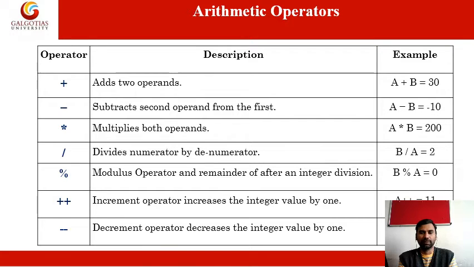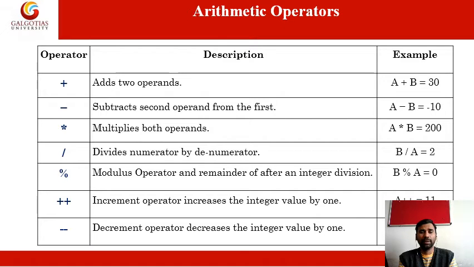Division: suppose b is 20 and a is 10. So 20 divided by 10 gives only the quotient value for integers. If it is a floating point value, fractions will come. Suppose 5 divided by 2, the answer will be 2.5.